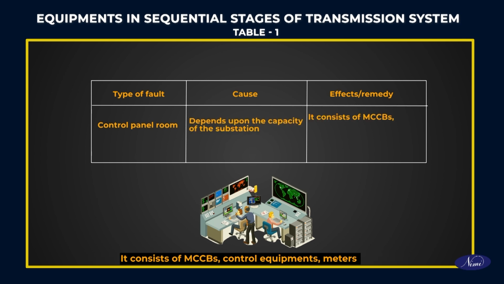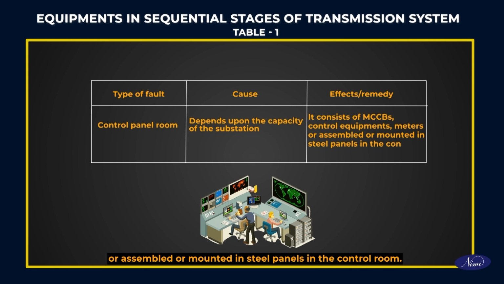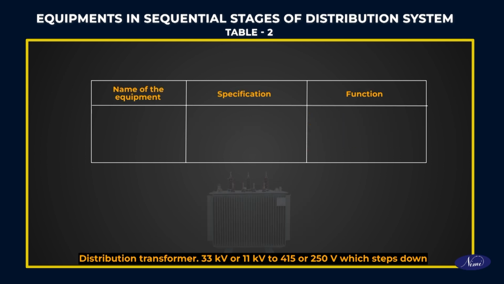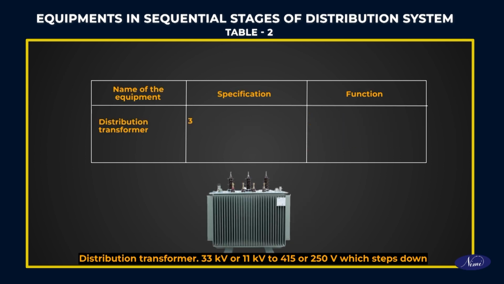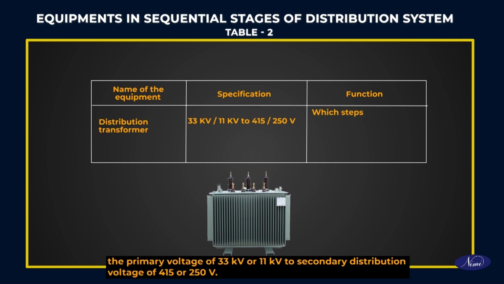It consists of MCCBs, control equipments, and meters, assembled or mounted in steel panels in the control room. Distribution transformer, 33 kilovolts or 11 kilovolts to 415 or 250 volts, steps down the primary voltage of 33 kilovolts or 11 kilovolts to the secondary distribution voltage of 415 or 250 volts.